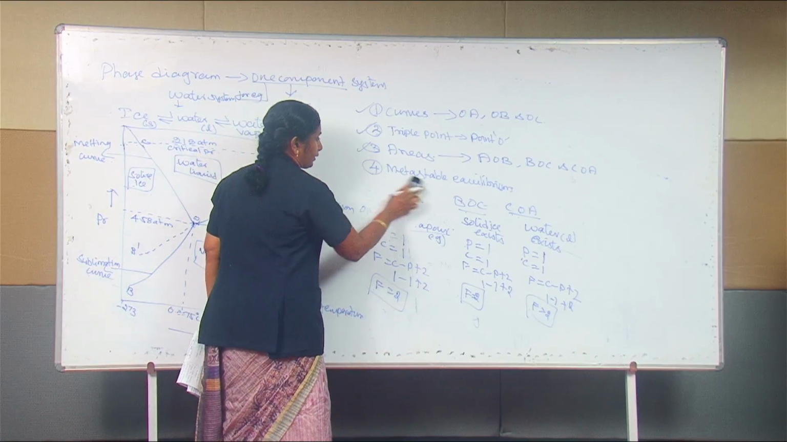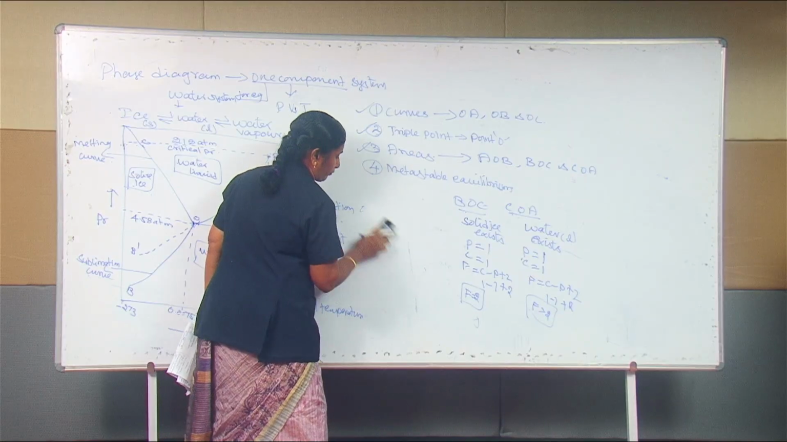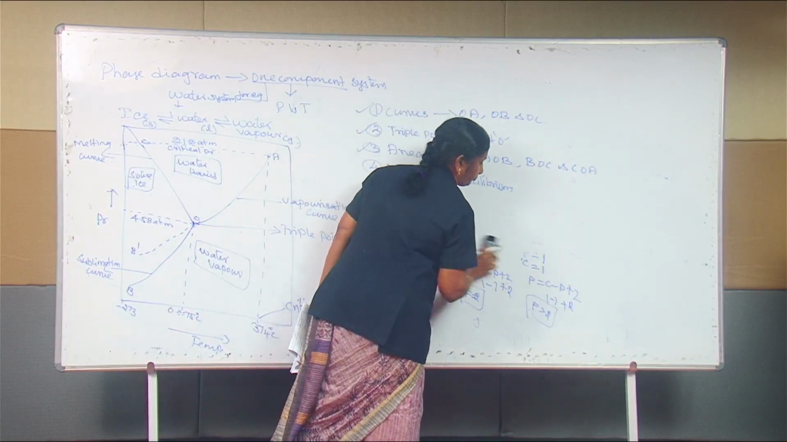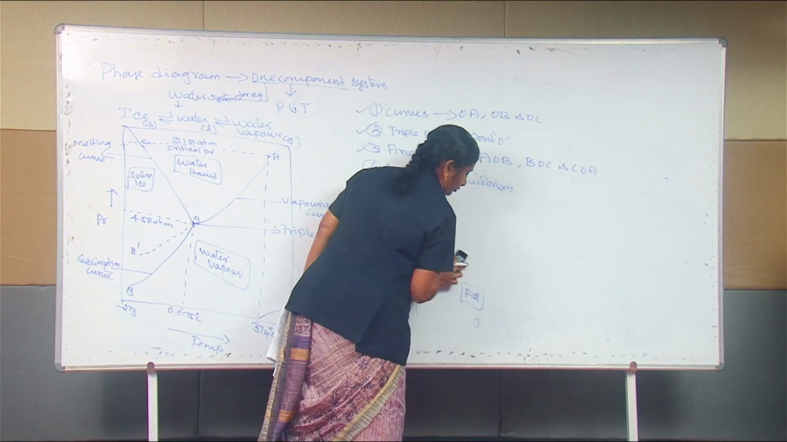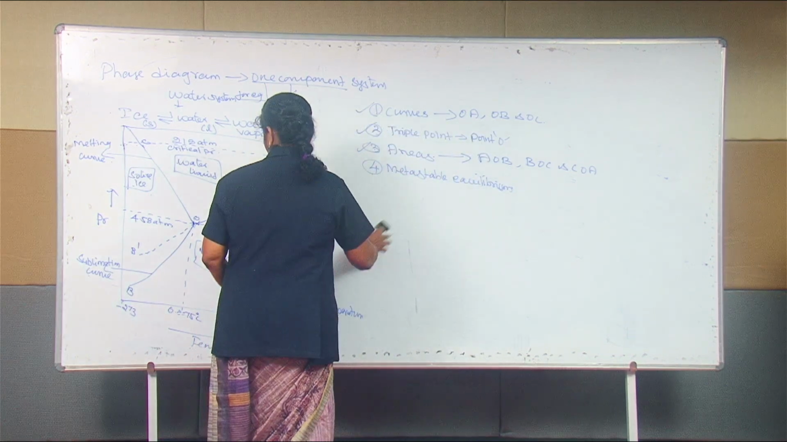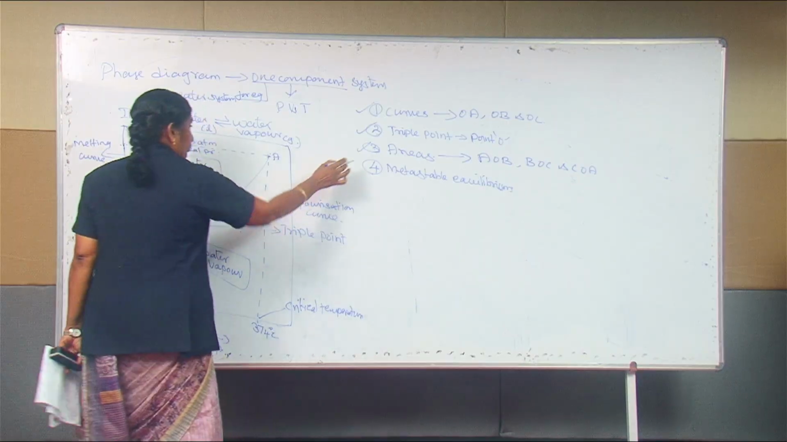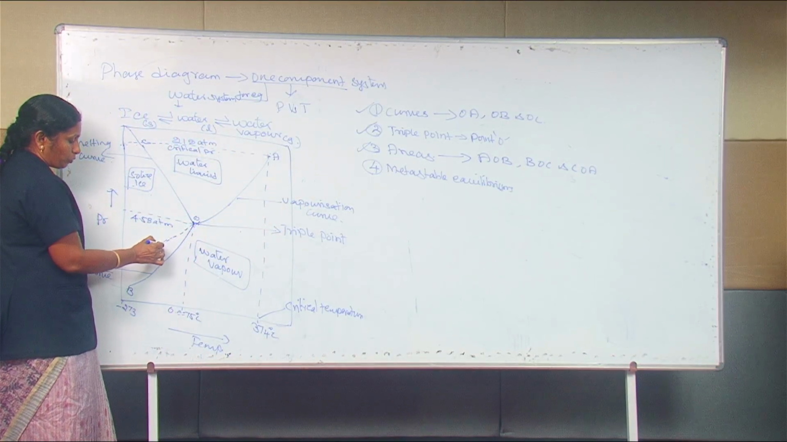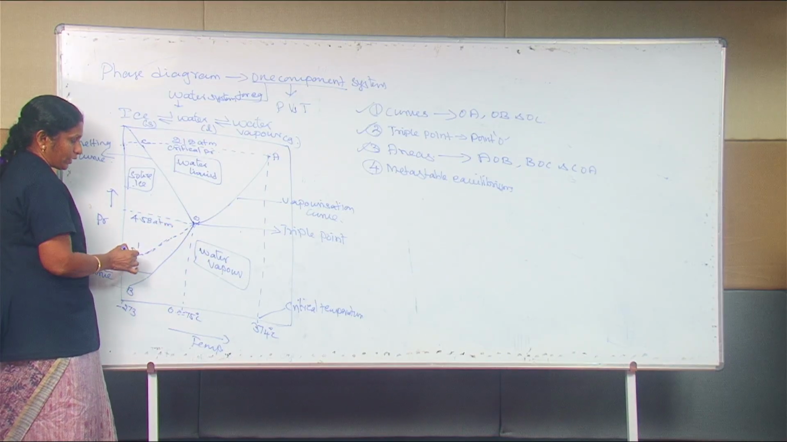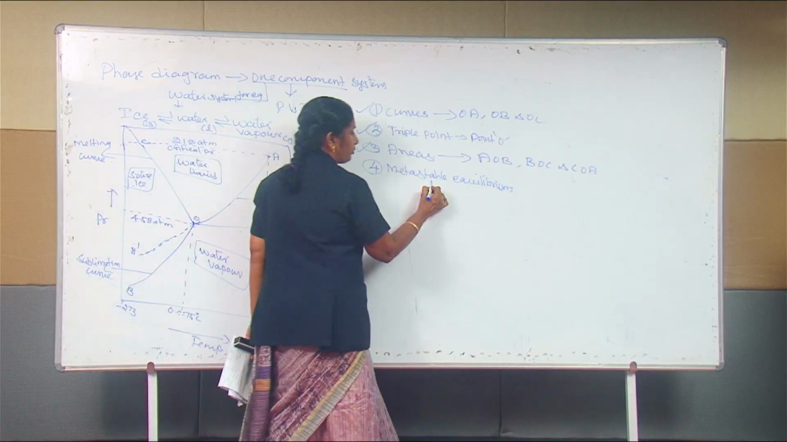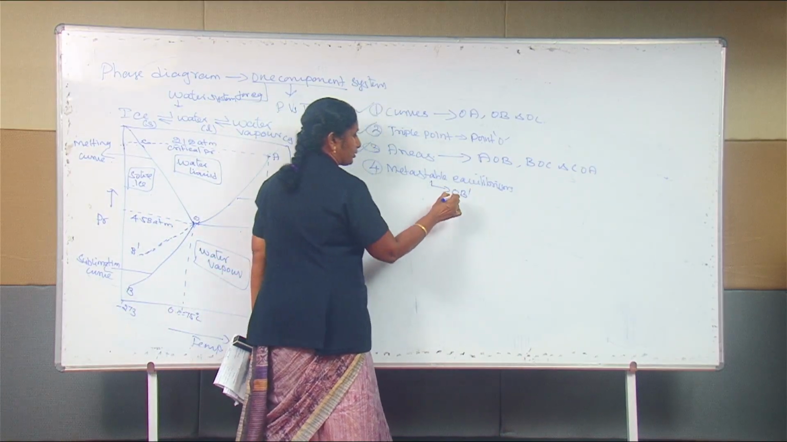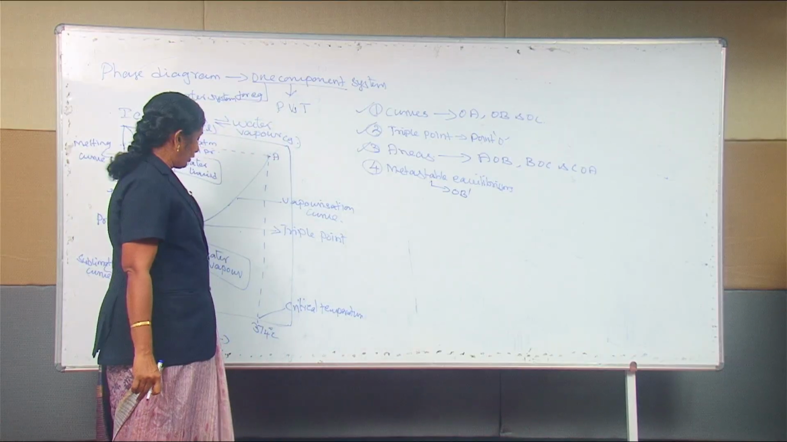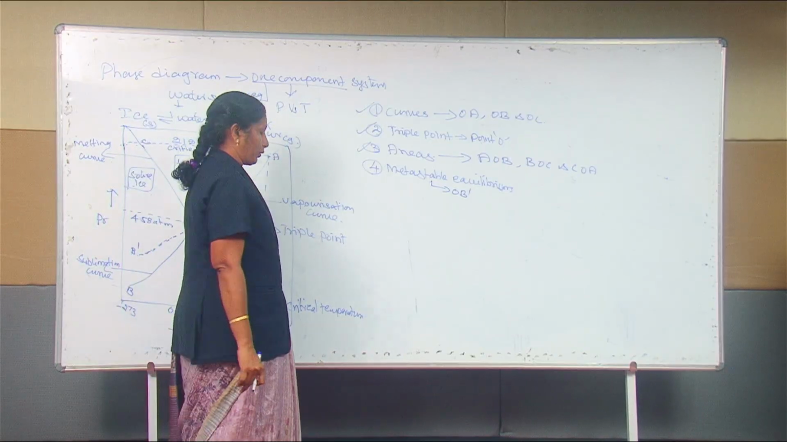Okay, and the next thing, the last one in the phase diagram, is a metastable curve. The OB dash, the dotted line curve, is known as the OB dash curve. This curve is known as the metastable curve, or metastable equilibrium.